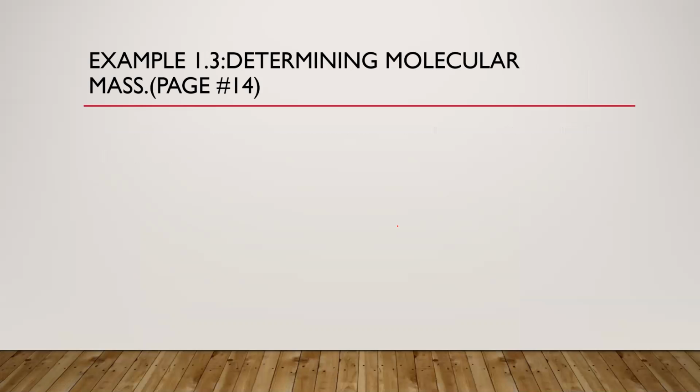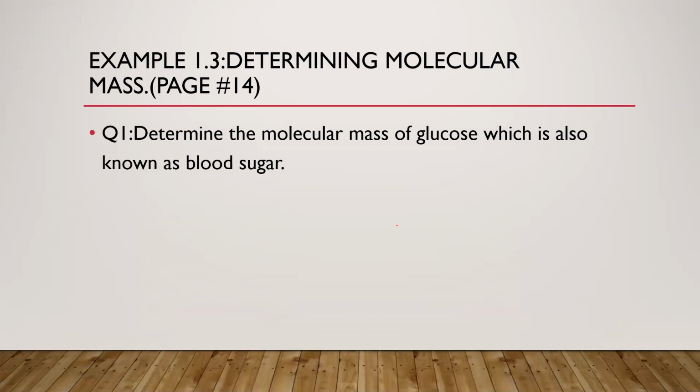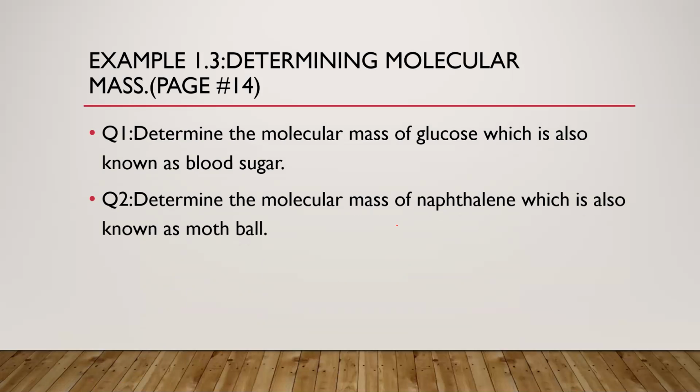Now come to example number 1.3, determining molecular mass, which is given on page number 14 of your book. Question number 1. Determine the molecular mass of glucose, which is also known as blood sugar, and its formula is C6H12O6. Question number 2. Determine the molecular mass of naphthalene, which is also known as mothball. Mothball means the white ball or chemical ball which is kept in clothes to prevent insects.